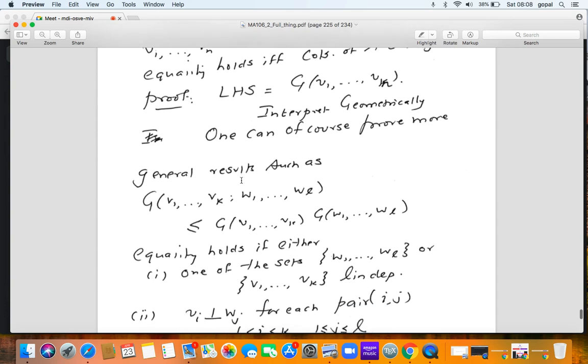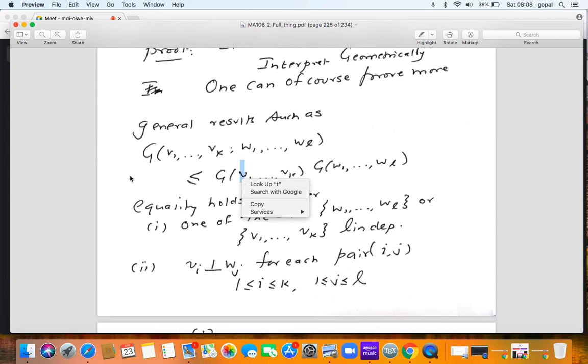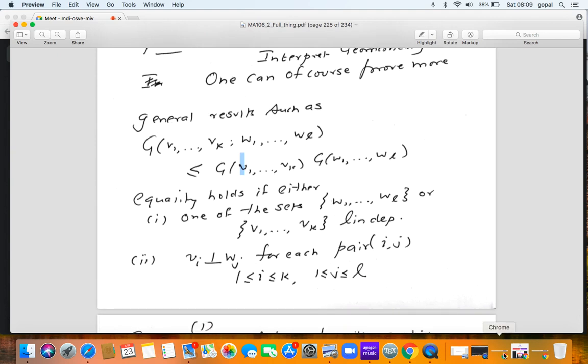Of course, this can be further generalized. I can take two sets of vectors, V1, V2, ..., Vk and W1, W2, ..., Wl. Now the Gramian of V1, ..., Vk, W1, ..., Wl is less than or equal to the Gramian of V1, ..., Vk times the Gramian of W1, ..., Wl. When will equality hold? Equality holds if at least one of the sets, W1, ..., Wl or V1, ..., Vk, is linearly dependent. That's one situation. The other situation is that each Vi is orthogonal to each Wj, for each pair i, j. These are the cases where equality will hold. And so I think with this, I will stop this capsule.